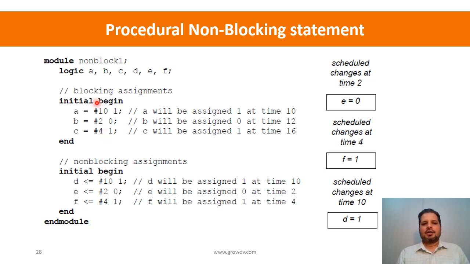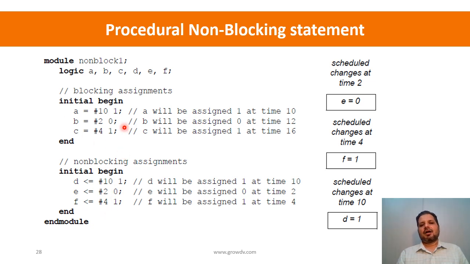behavior is. So I have these 6 variables, and then I have 2 initial blocks. In the first initial block, I am doing the blocking assignments with some intra-assignment delays, and in the second one I am doing non-blocking assignments with the intra-assignment delays.